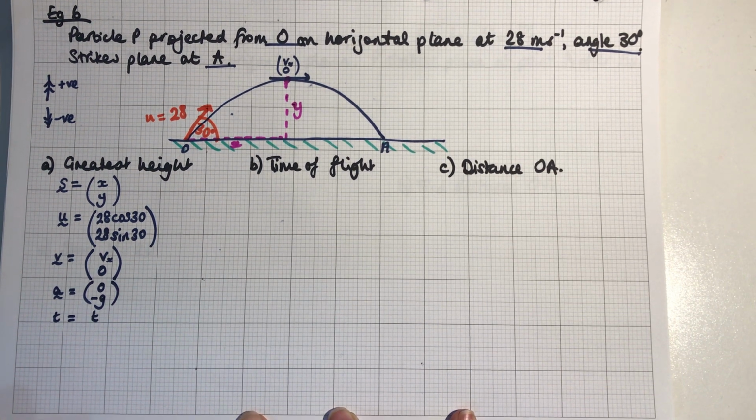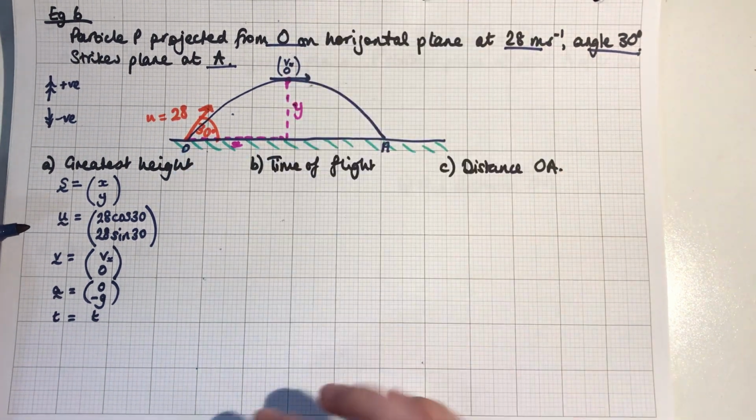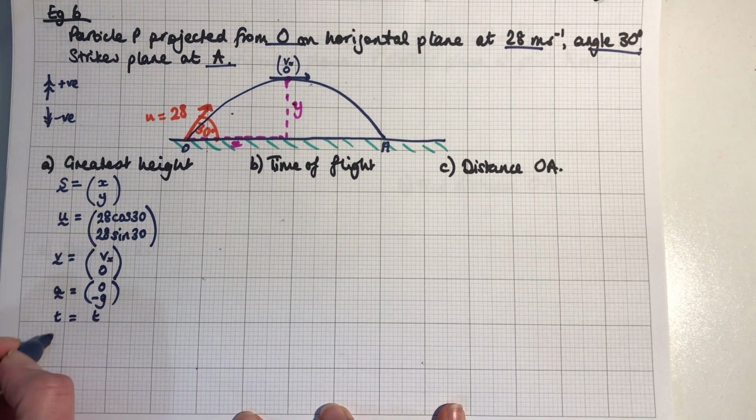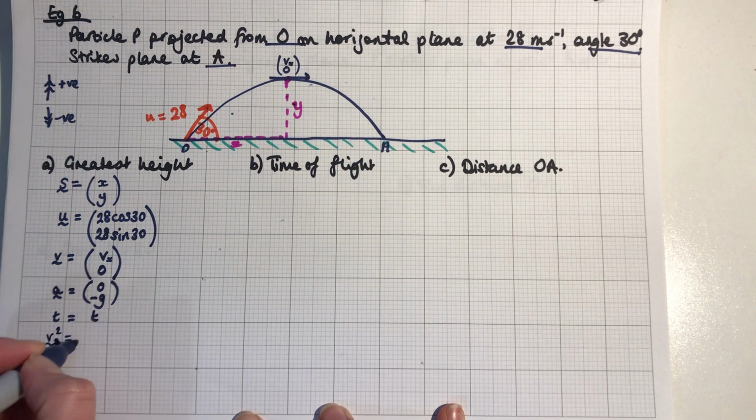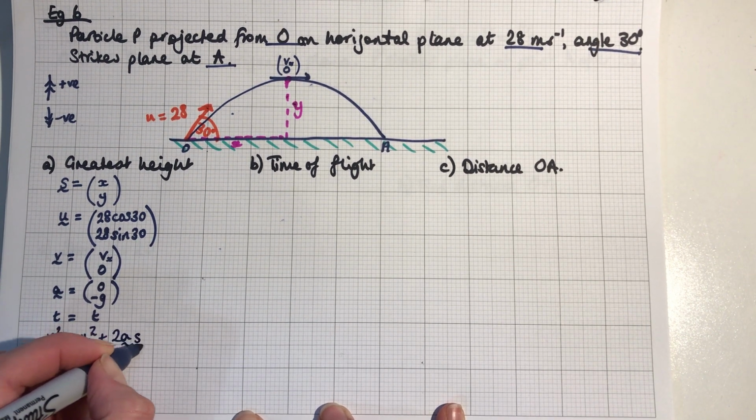So we've got to think about our equations of motion. We've got to use S because we need to find this value Y here, that's the greatest height. So we're looking for this. We've got to use U because we know it. V, we know bits of that. A, we know. We don't know T. So we want to use an equation that doesn't involve T. So my equation is V squared equals U squared plus 2AS.